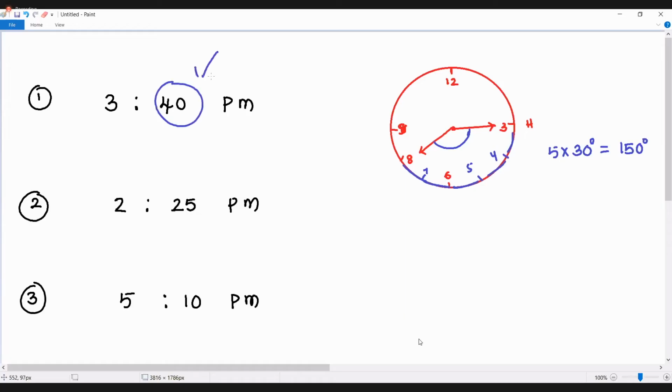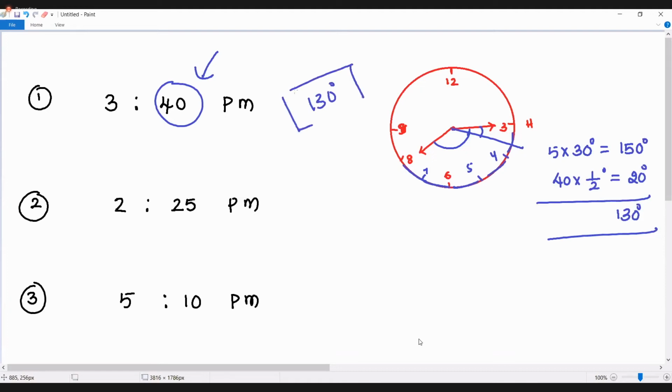But there is a tilt because of the 40 minutes. At 3:40, the hour hand will have moved towards 4. So there is a tilt from the 40 minutes. 1 minute makes half a degree, so 40 minutes make 40 into half a degree, that is 20 degrees. If you remove this from 150, you get 130 degrees. So the angle between the minute and hour hands is 130 degrees.